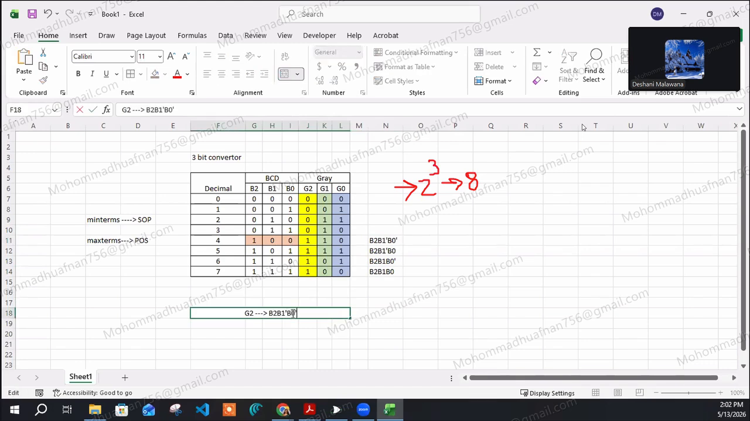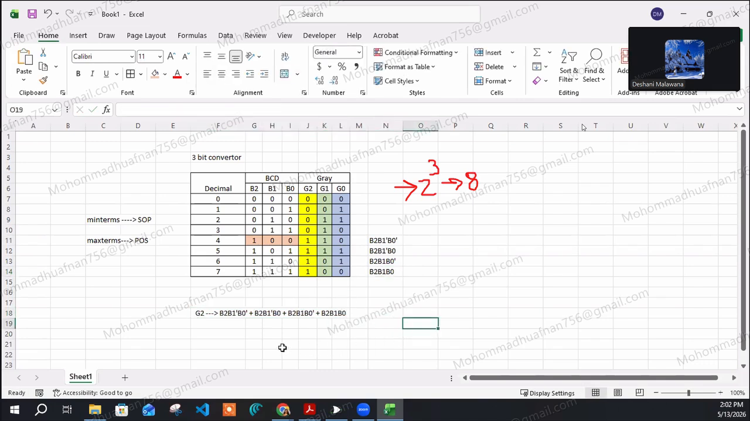Sum of the inputs here with plus, because we are going to consider the SOP method. This one. I think you can understand that one, right? Other than that, we can simply take it as ABC. That one is also possible, okay? So this one is there. Okay, now G1.